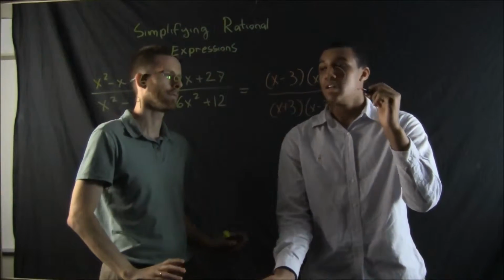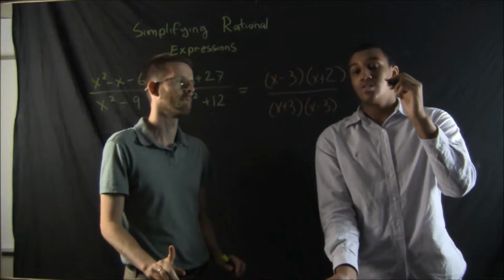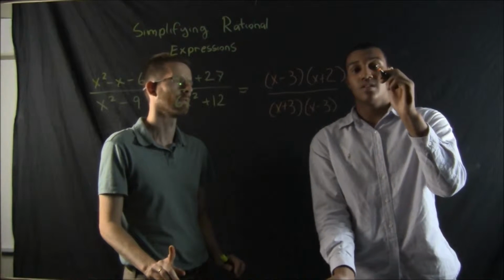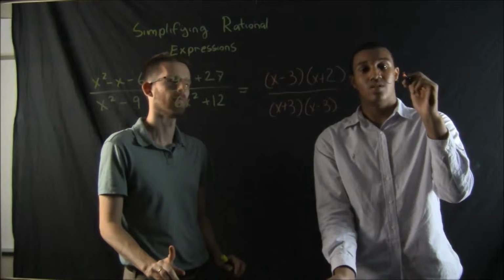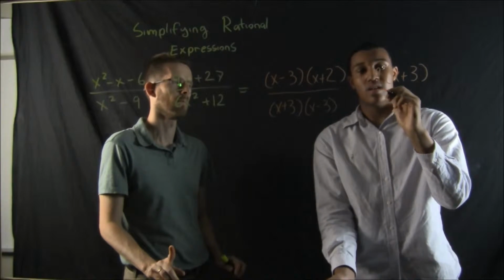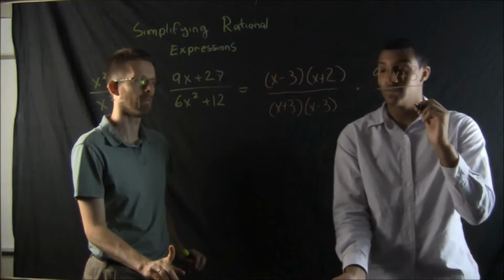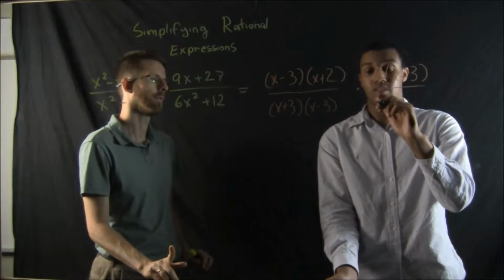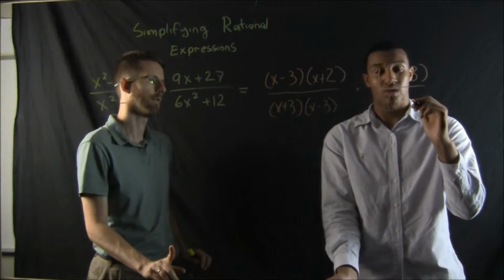Good. And on this side we have 9x plus 27. So we can factor out a 9 right there. So once we take out the 9, we have x plus 3 left. And then on the denominator we have 6x squared plus 12. So we can take out a 6, and that leaves us with x squared plus 2.